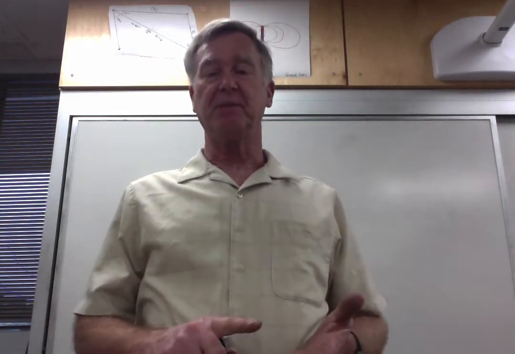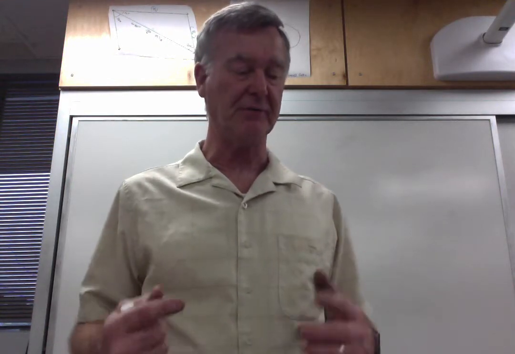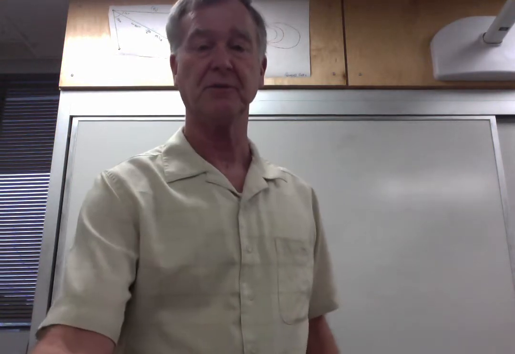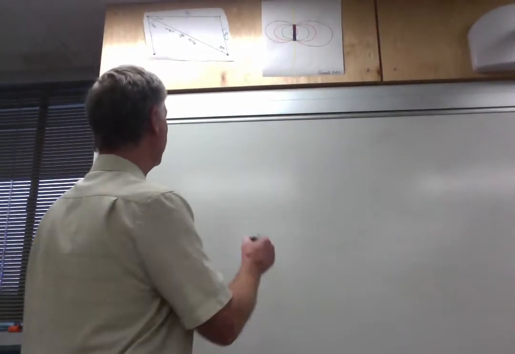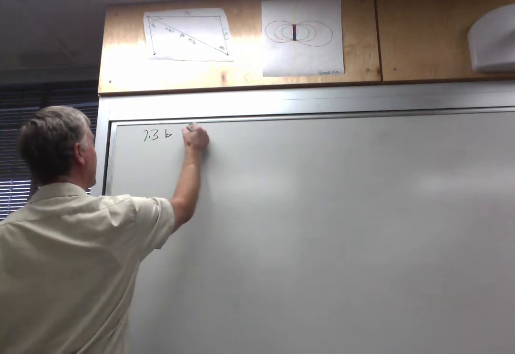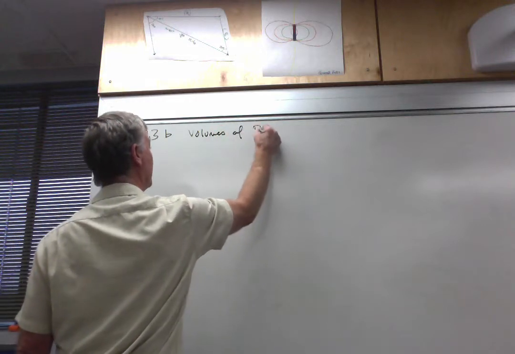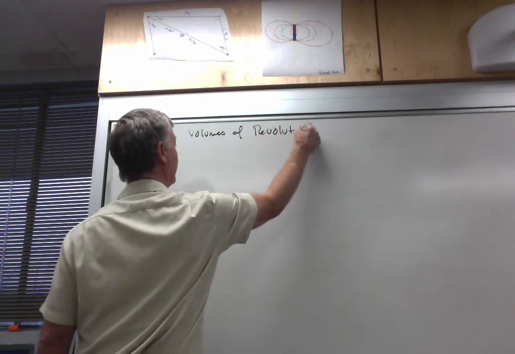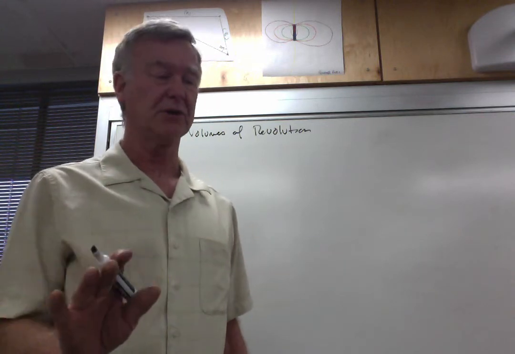There's actually going to be 2 separate videos, even if they come in multiple parts, on volumes, the second part of volumes. So this is 7.3. I'm going to call this B, volumes of revolution. We've talked now about volumes of known cross-section. This is actually very similar to that.